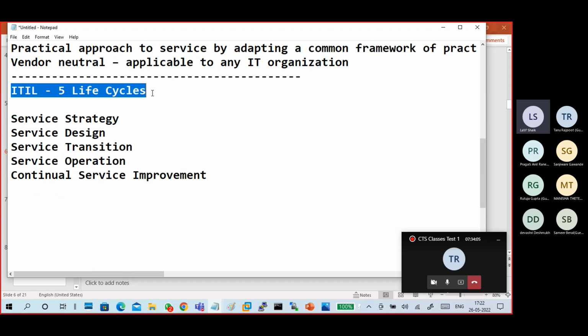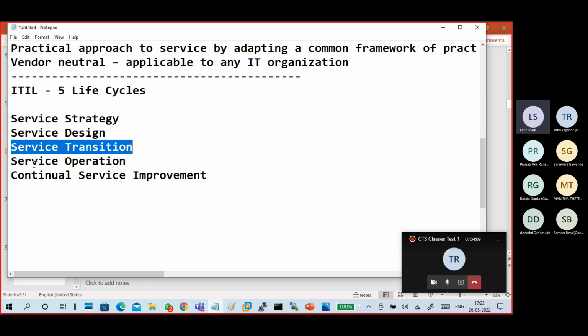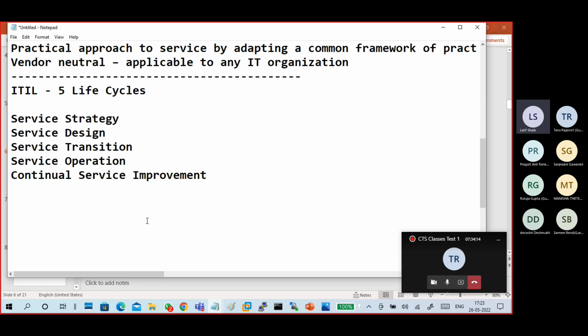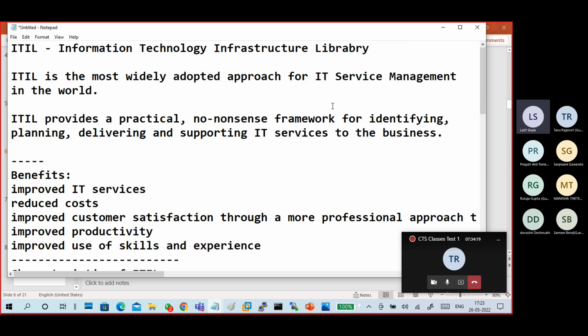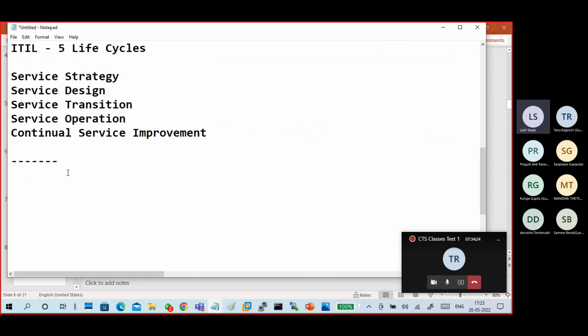ITIL has 5 life cycles: service strategy, service design, service transition, service operation, continual service improvement. I said no, I will explain this kind of stuff here. So to get this point, I'm adding this point here. I am explaining with the above, what is the ideal statement.